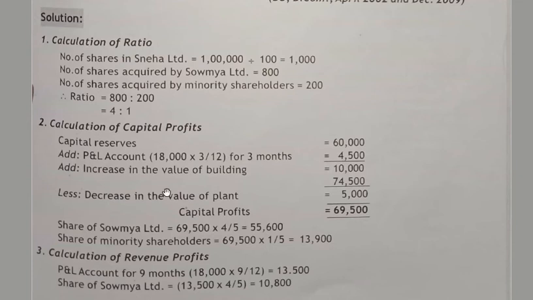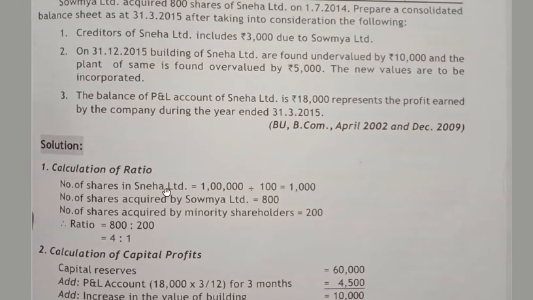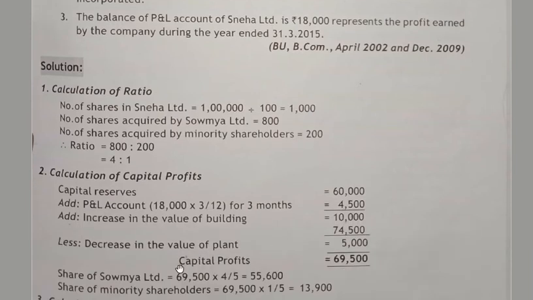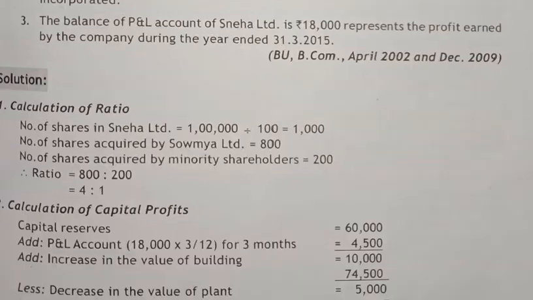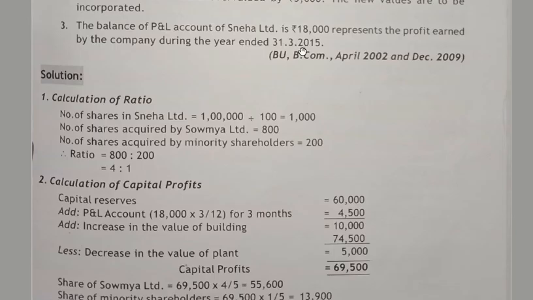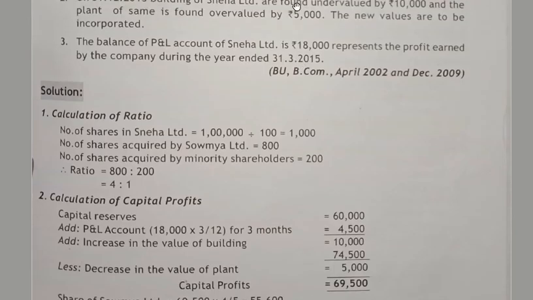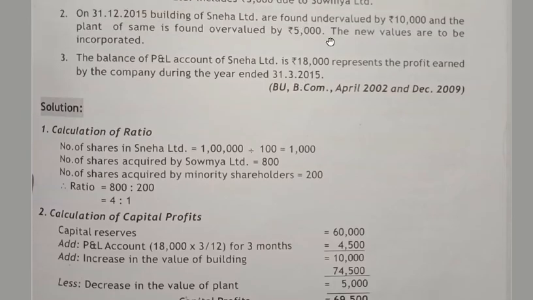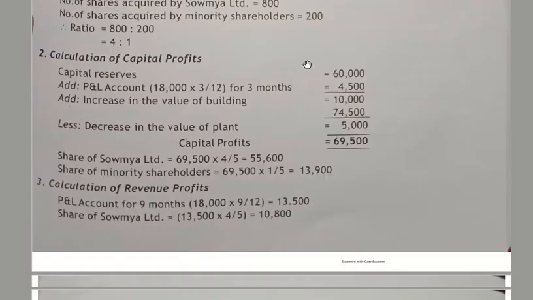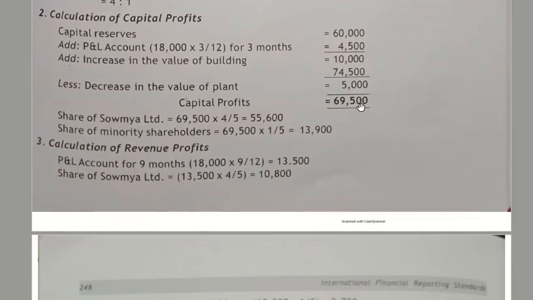So you add your increase in the value of the building. Since it is undervalued, you need to increase it, so you will add 10,000, and then decrease the value of the plant, which is 5,000. So if you do it, you get your capital profit to be 69,500.